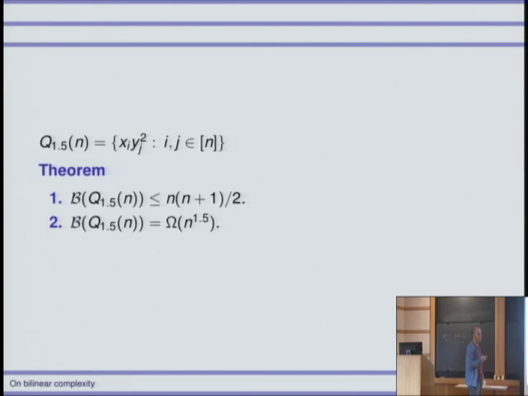This is not a very interesting statement. The only reason why I mention it is that the answer is not simply n squared sharp, that you can save at least a little bit. But more importantly, here one can prove that the bilinear complexity of this set is at least n to the 1.5.